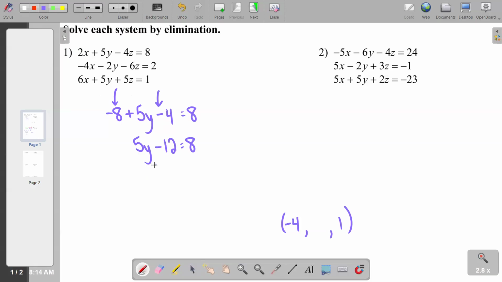Add 12 to both sides. You get 5y equals 8 plus 12, 20. Divide by 5. Y is 4. And we are done. That was a really good example that we got to go over there. That pretty much just covers it all.